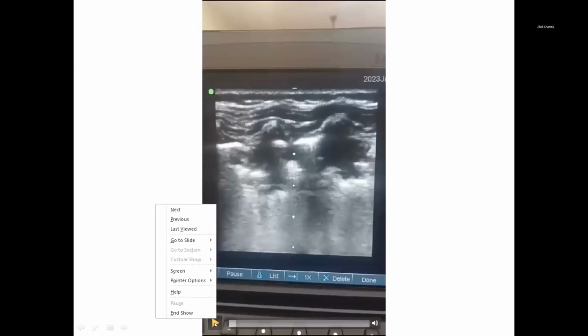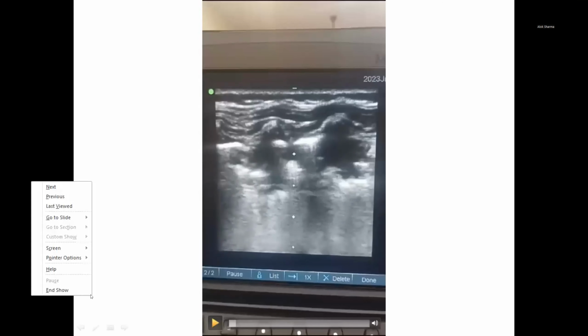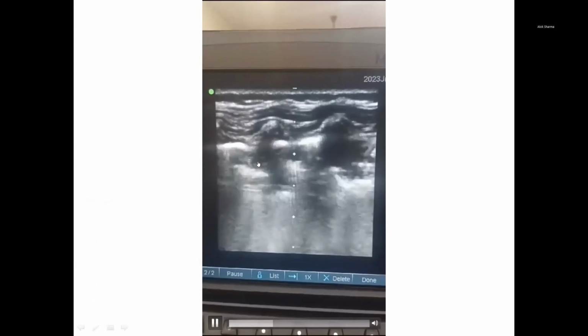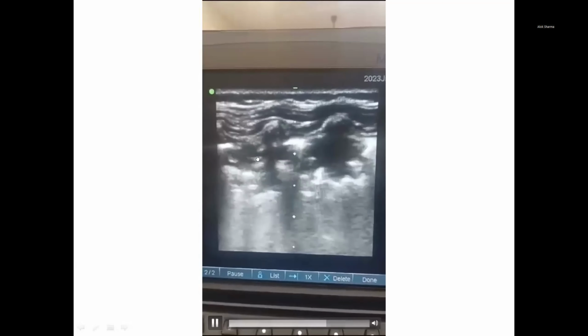It's a beautiful image, but not for the baby. Yeah, not for the baby. So you've got some dynamic air bronchograms coming in and out.